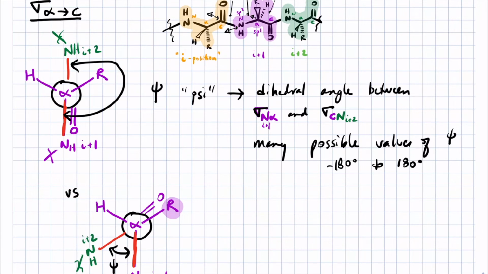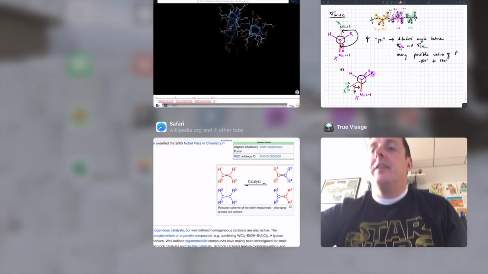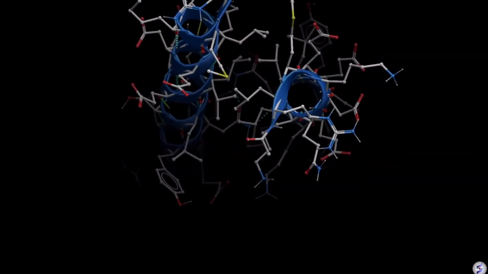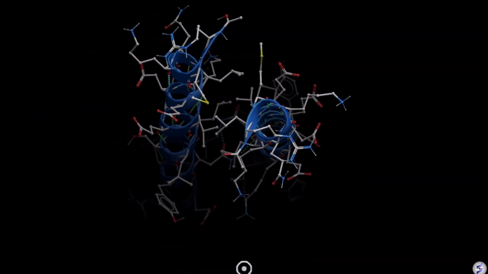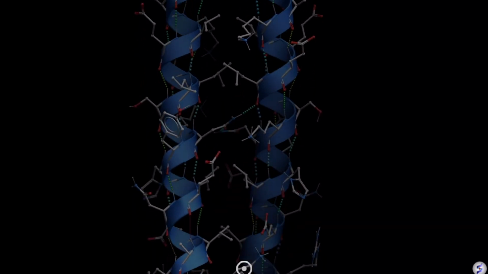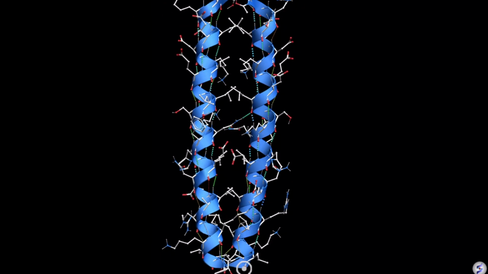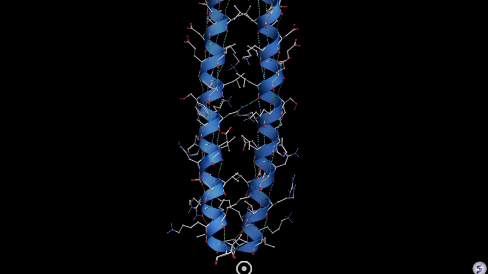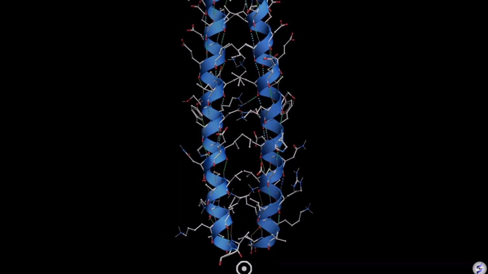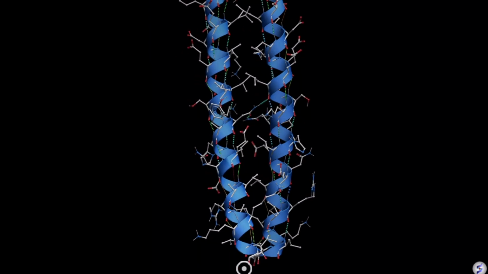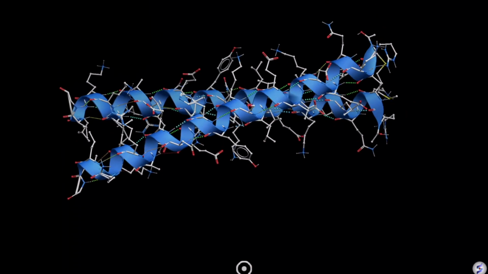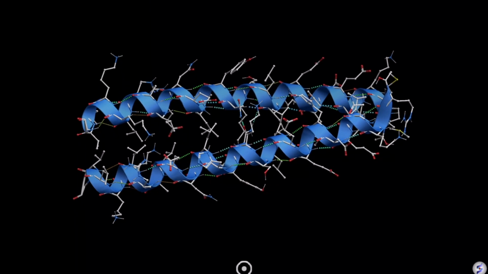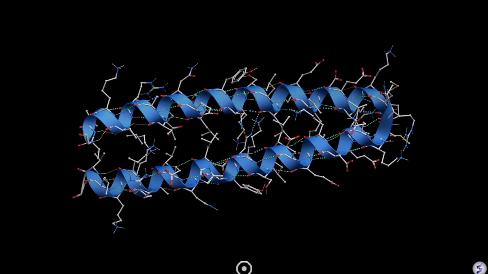So what we're going to do now is look at the structure of an alpha helix, of a peptide helix. And what I'm showing you is the structure of a helix bundle from the yeast transcription factor GCN4.